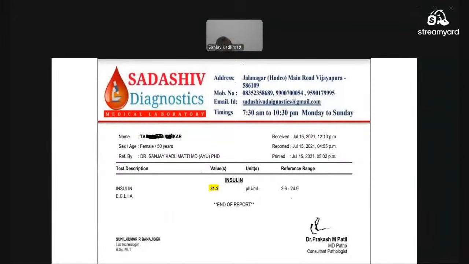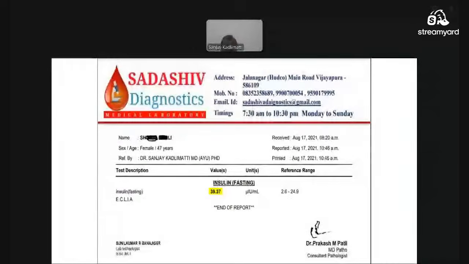Then they started fighting with me. Are you smarter and more intelligent than the endocrinologists? Then I said, okay, fine. If you think I'm not smarter, then get one test done. And I wrote them serum insulin. So they came back with the report. I showed them that the normal insulin level is 24.9. Now your insulin is 31.2, which is more than normal.